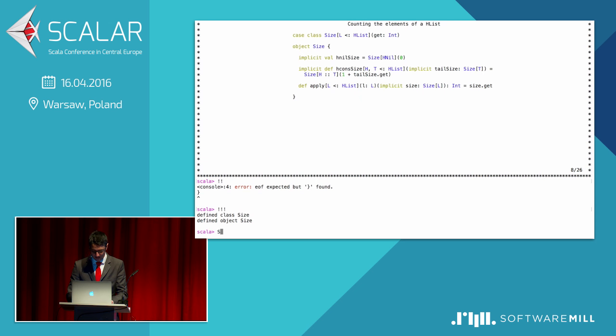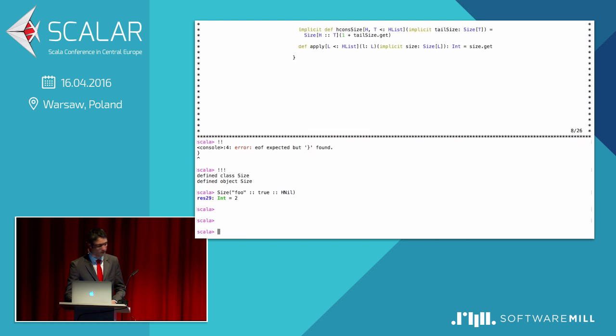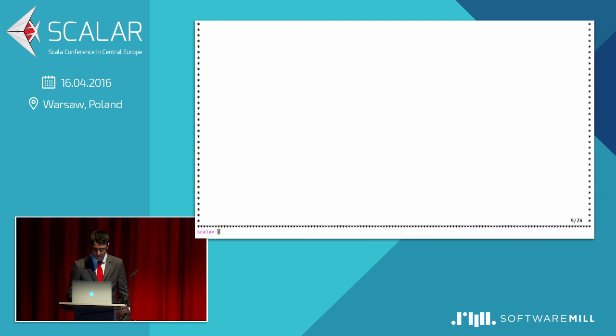Okay, let's try it out. So we have our apply method. We can pass a little HList to it. And of course, it returns 2. Okay? Let's see how it works.